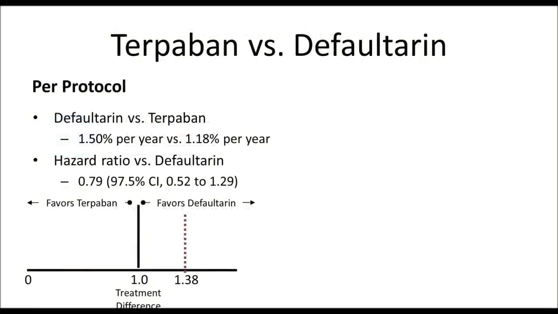Results show that in the per-protocol population, defaltrin has a 1.5% per year rate of stroke or thrombosis, while terpaban shows a 1.18% per year rate. The hazard ratio was 0.79 with a confidence interval of 0.52 to 1.29. In the graph below, the non-inferiority margin is noted in red at 1.38. A hazard ratio to the left of 1 favors terpaban, while defaltrin is favored if the hazard ratio is to the right of 1. However, when reviewing the results, it is important to note the confidence interval and where it lies in relation to the non-inferiority margin, or delta. If the confidence interval lies to the left of the margin, terpaban would be considered to be non-inferior.